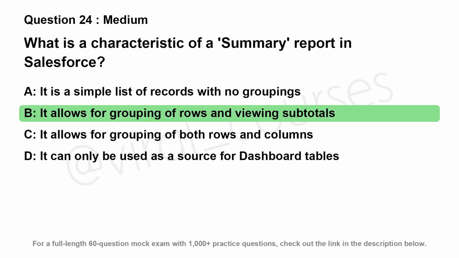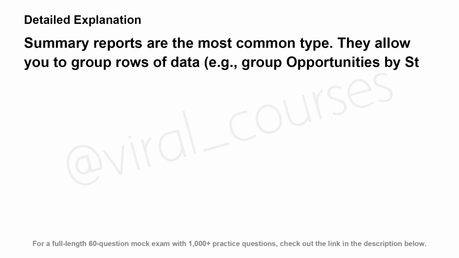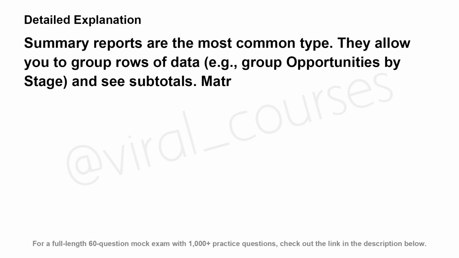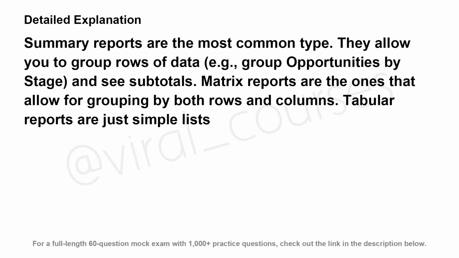The correct answer is B. Summary reports are the most common type. They allow you to group rows of data, e.g., group opportunities by stage, and see subtotals. Matrix reports are the ones that allow for grouping by both rows and columns. Tabular reports are just simple lists.